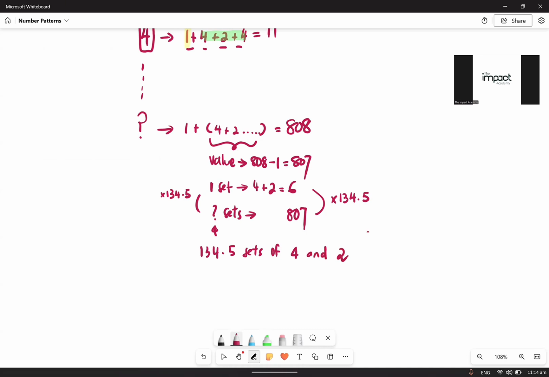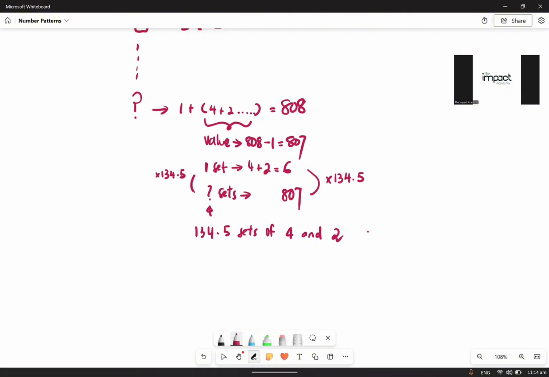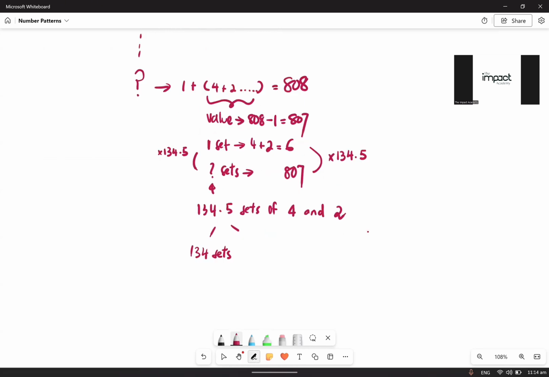Okay, 134.5 sets of 4 and 2. Let's break it up. Let's see, 134 sets. If 134 sets of 4 and 2, what does that mean? It means that I have 134 times 6. What is 134 times 6? That gets me to 804.